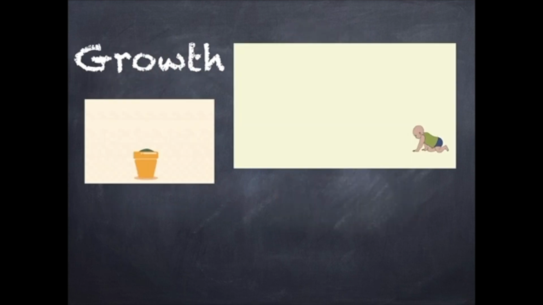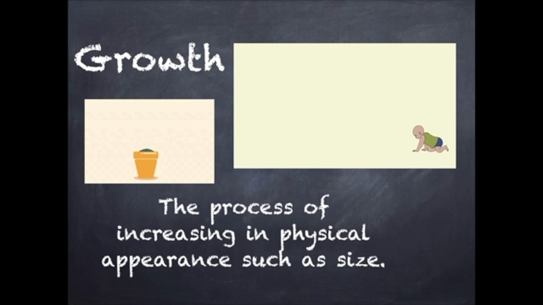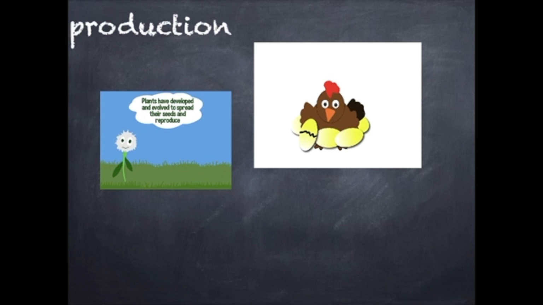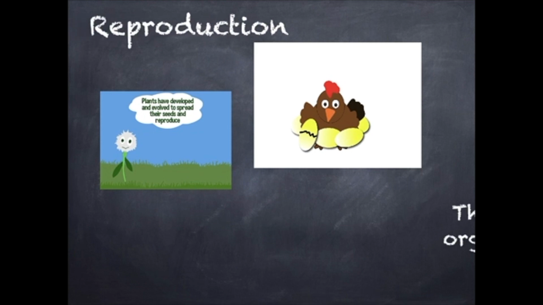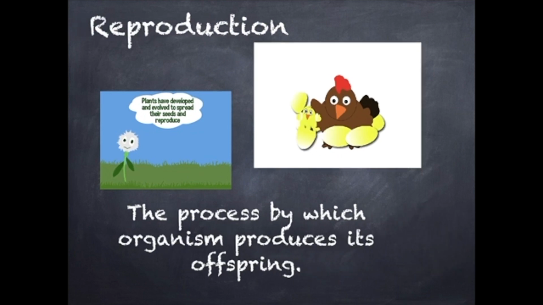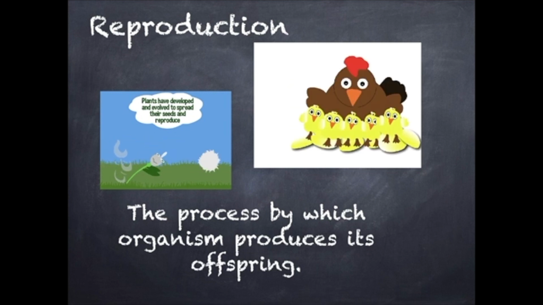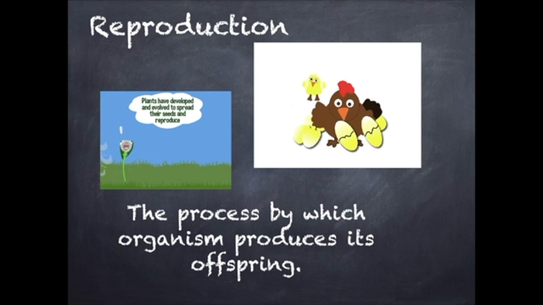Fourth is growth. Growth is the process of increasing in physical appearance, such as size. Living things grow and become bigger. Fifth, reproduction. Reproduction is the process by which an organism produces its offspring to ensure its continuity.